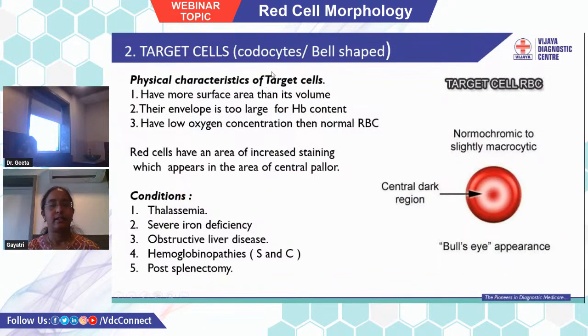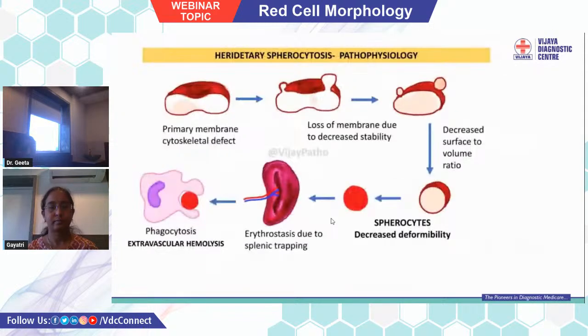The next variant of poikilocytosis is the target cell, which is also called codocyte or bell-shaped cell. These target cells have more surface area than their volume. The envelope is too large, and they have less hemoglobin concentration compared to normal RBCs. This is how a target cell looks. They have a central dark region in the central pallor area, also called a bullseye appearance. It is seen in conditions like thalassemia, severe iron deficiency, obstructive liver disease, post-splenectomy, and hemoglobinopathies.